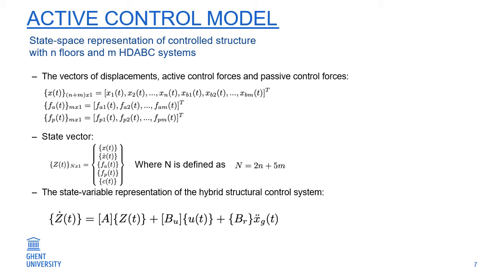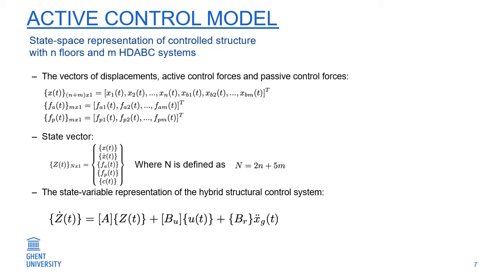Due to the existence of the actuator and damper dynamics, we must include the degrees of freedom of the actuator and the damper in the state variables. So we define the state vector z of t with state variables x of t, x dot of t, fa of t, fp of t, and c of t, with order capital N, where capital N is defined as 2 times n plus 5 times m.